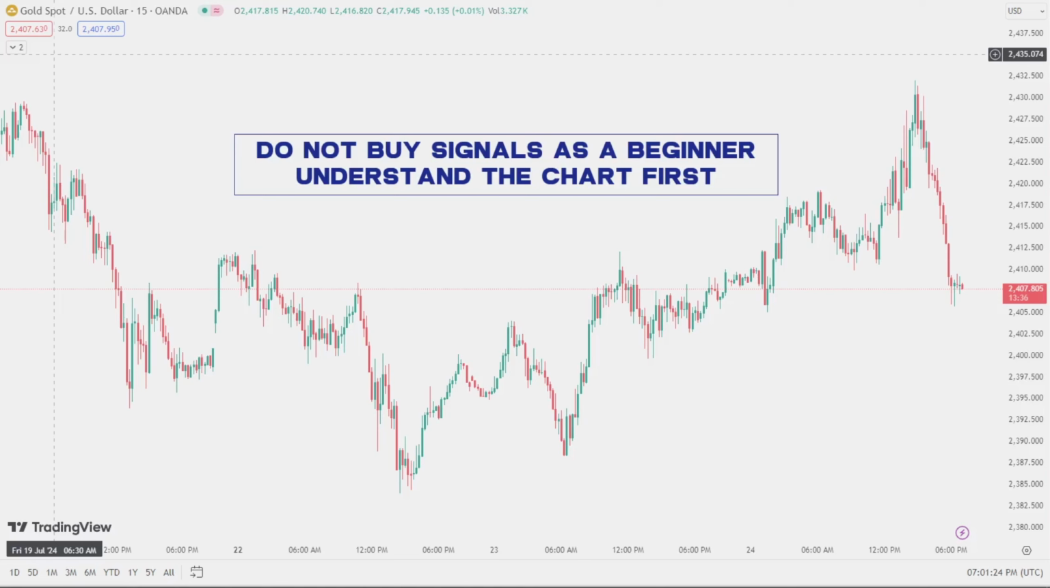I'll not say buying signals is bad, right? Some signals work, some don't. So I'll not say the concept of buying signals is bad. But what I'm telling you is, do not buy signals as a what? A beginner. Because when you buy signals as a beginner, you end up getting hurt. When you get hurt, you feel like trading is not for you. Meanwhile, you did not learn the thing in the first place.